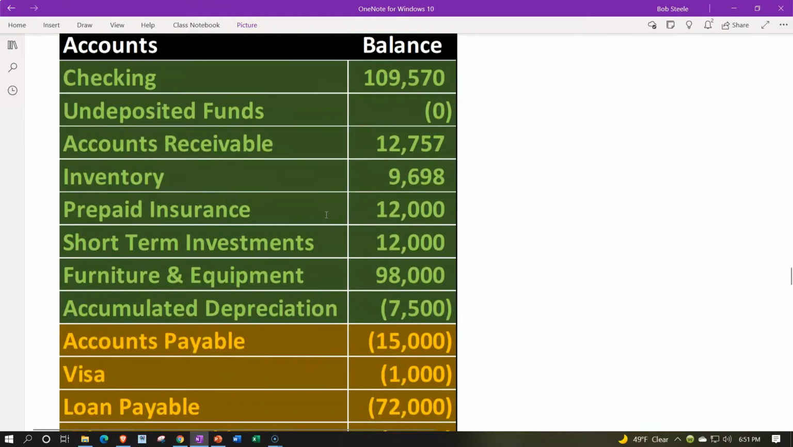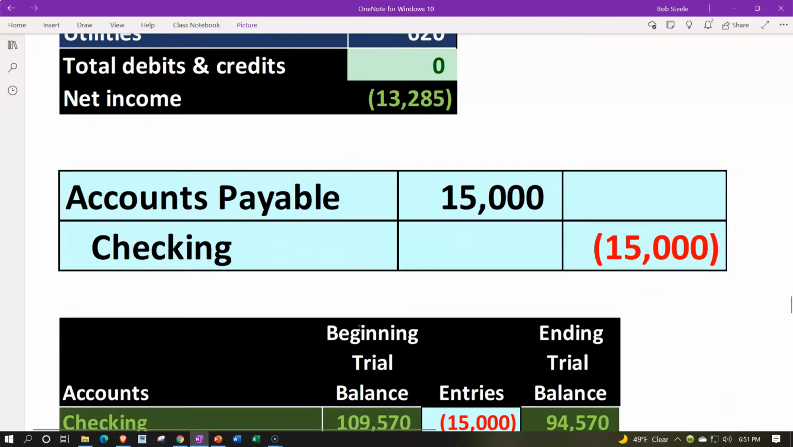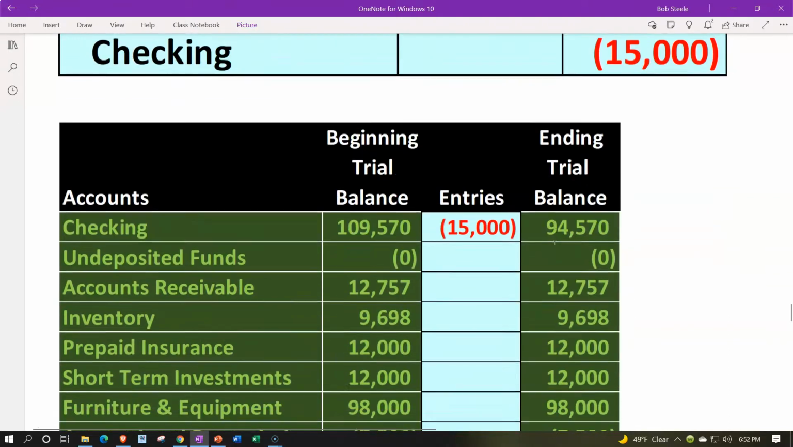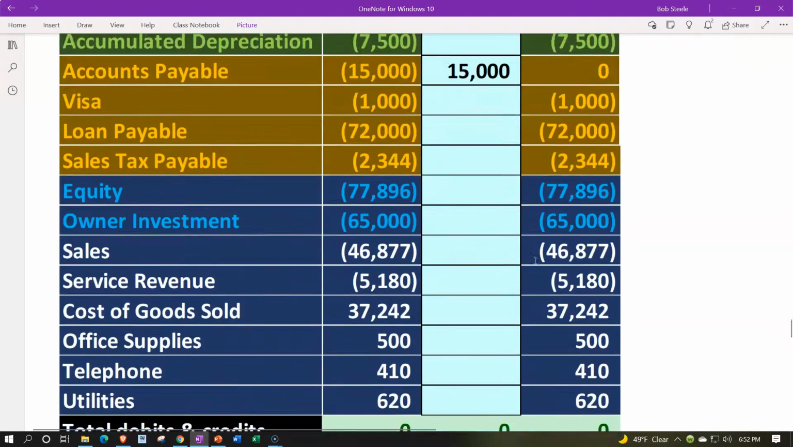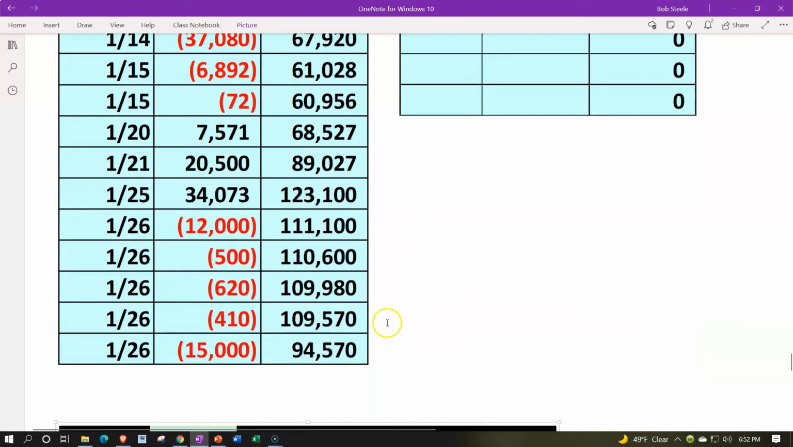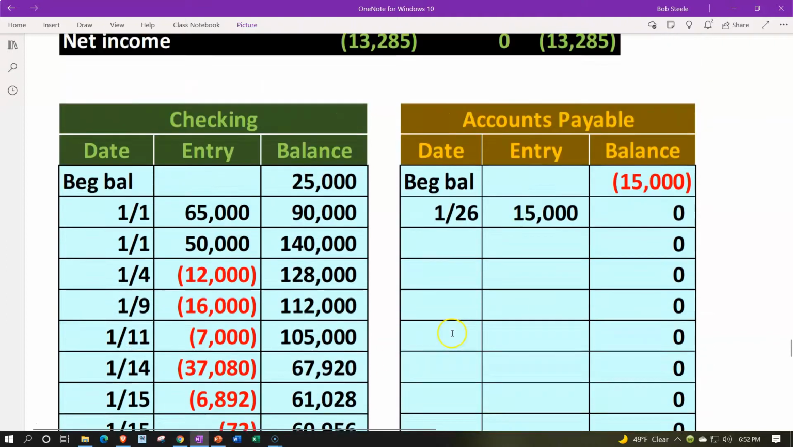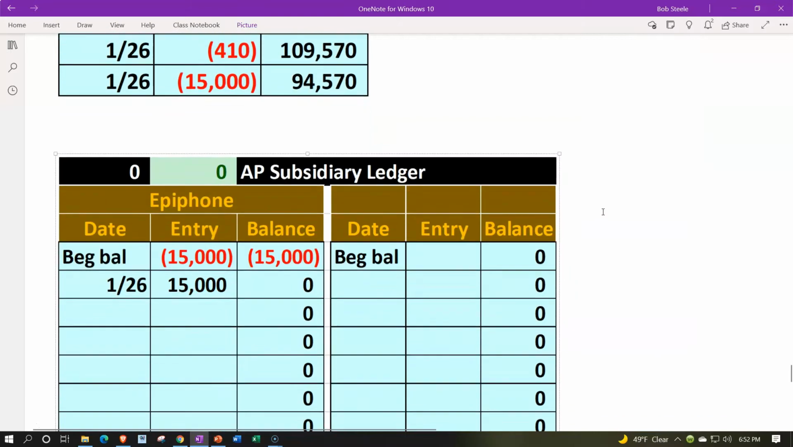This is our starting point, where we have the accounts payable on the books at the $15,000. We're going to pay the bill. This is the journal entry behind the pay bill kind of form. You would be debiting the accounts payable, decreasing it, and crediting the checking account, going down, and the accounts payable going down. Looking at the general ledger, the checking account was at the 109,570, went down by the 15,000 to the 94,570, and the accounts payable was at 15,000, goes down by 15,000 to 0.